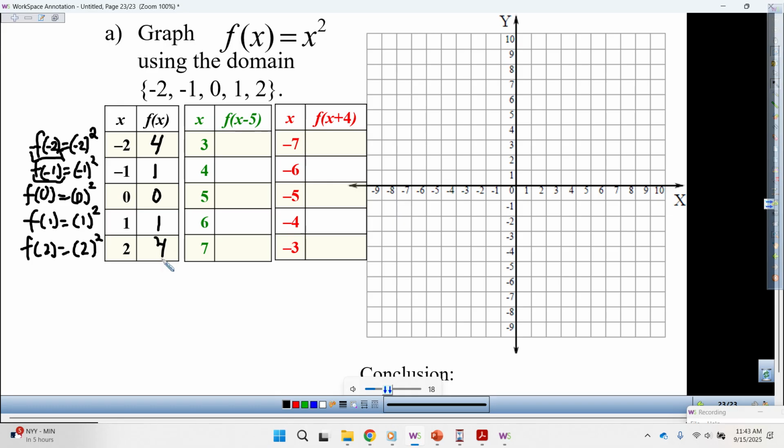We good? All right, let's graph that. -2, positive 4. -1, positive 1. 0, 0, 1, 1, 2, 4. You're like, oh, snap. I remember these. Label this one what, everyone? F of x, because it's our original one. That is correct.